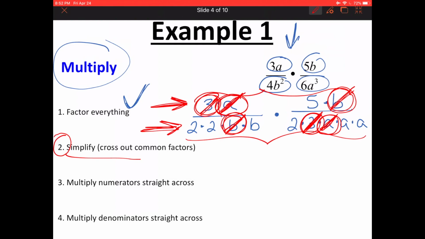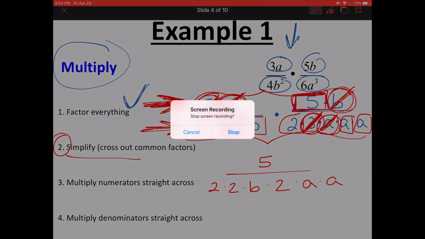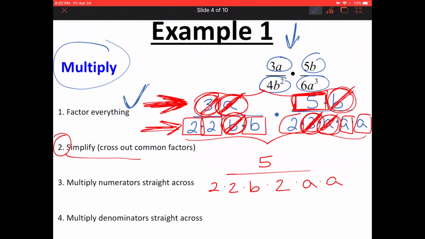So at this point, we're just going to multiply straight across the top. Notice here in the top, the only thing I have left is this 5. So for my numerator, I'm just going to put the number 5. For my denominator, I have 2 times 2 times b, times another 2, times a, times a. So I do have a lot more in the denominator. So let's go ahead and simplify all of this to get my final answer.